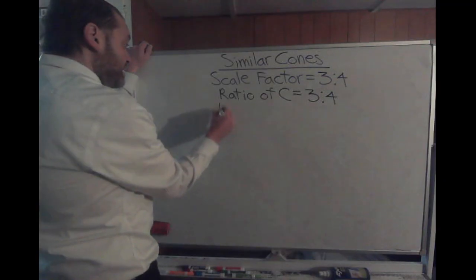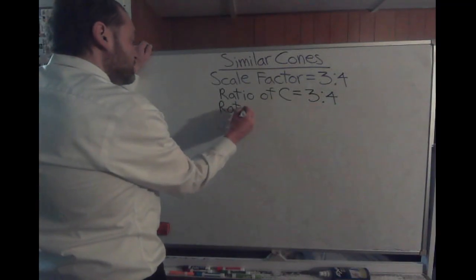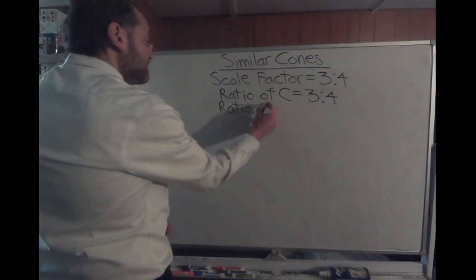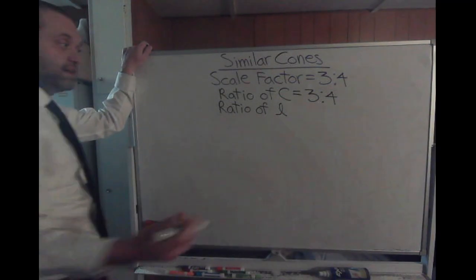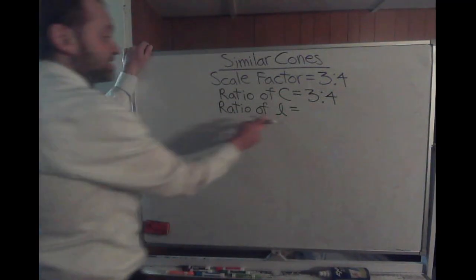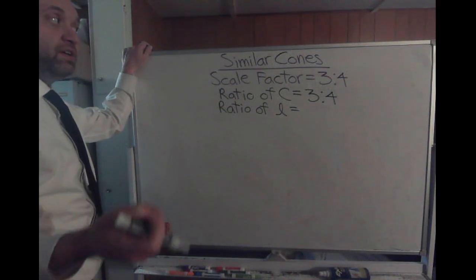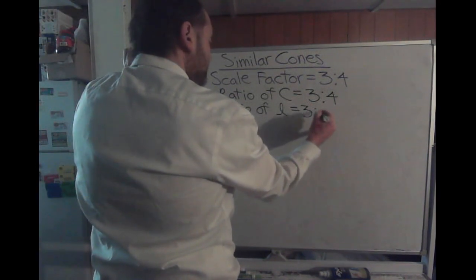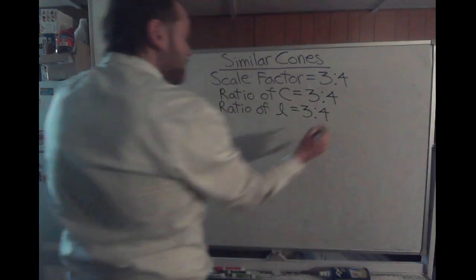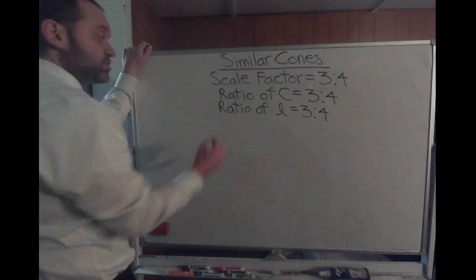They're also going to ask you to find the ratio of the slant heights, which I'm going to abbreviate lowercase l for slant height. Well, since the slant height is just simply a length of a cone, that means it'll be in the ratio of 3 to 4. Now, here's where it changes.